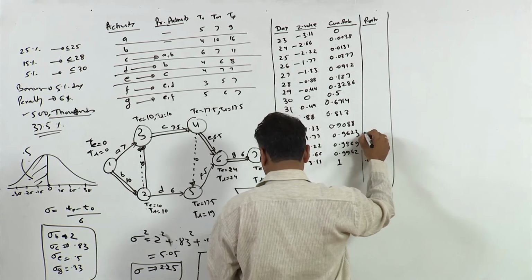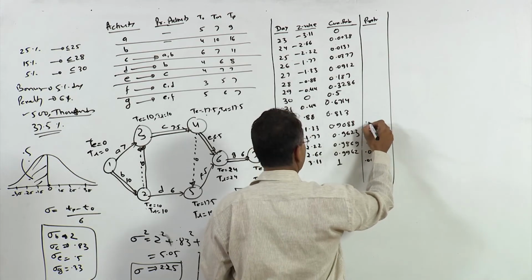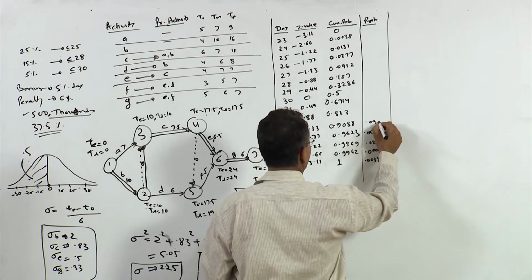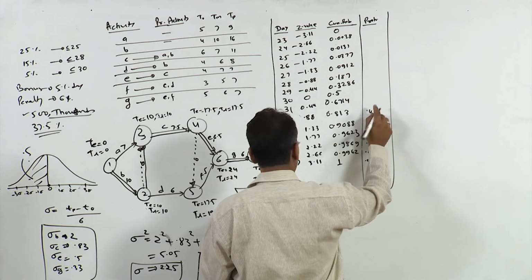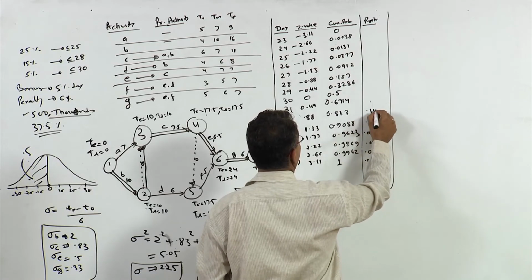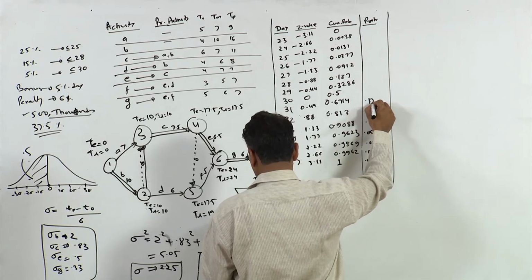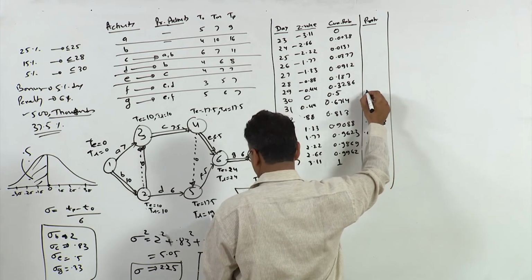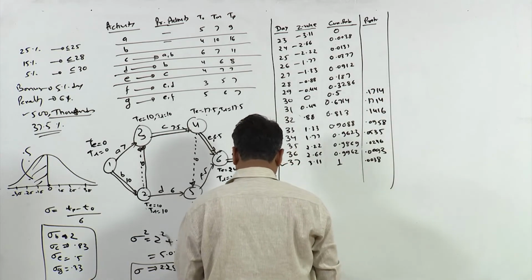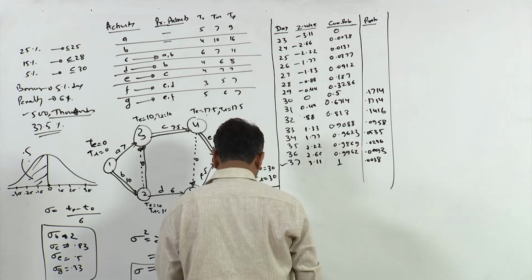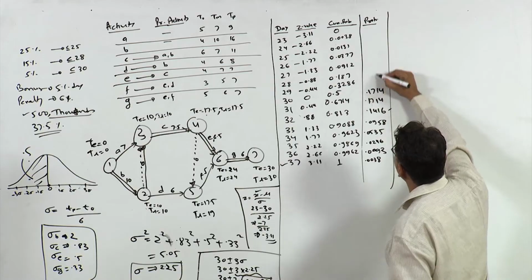0.0246, 0.0535, 0.0958, then 0.1416, then 0.1714, then 0.1714, then you just write these values again from here onwards, right.